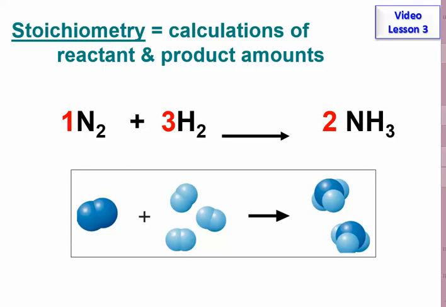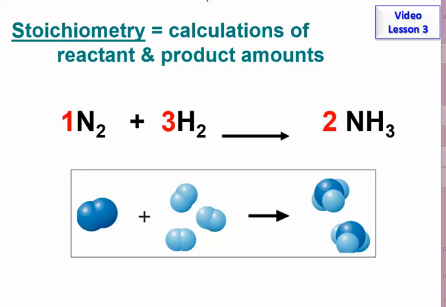Now that we know about the mole, we're going to look at quantities in chemical reactions. And so back to our chemical equations, remember these numbers in front are called the coefficients. And the coefficients tell us the amounts of reactants and products that are involved in a chemical reaction. So stoichiometry, when you do calculations involving the amounts in a reaction, is going to involve using those coefficients.